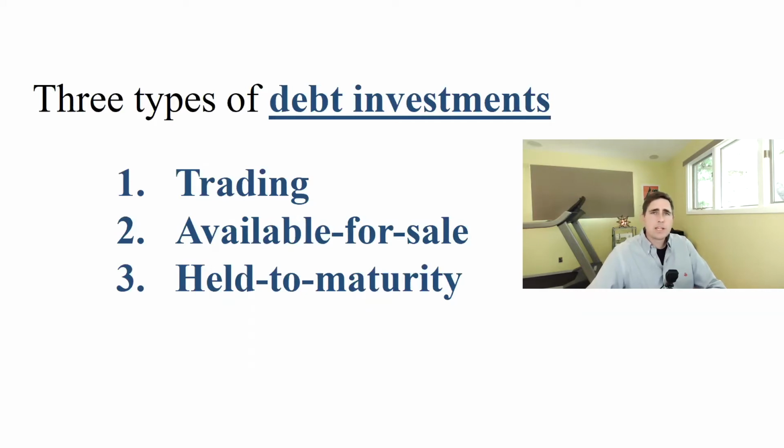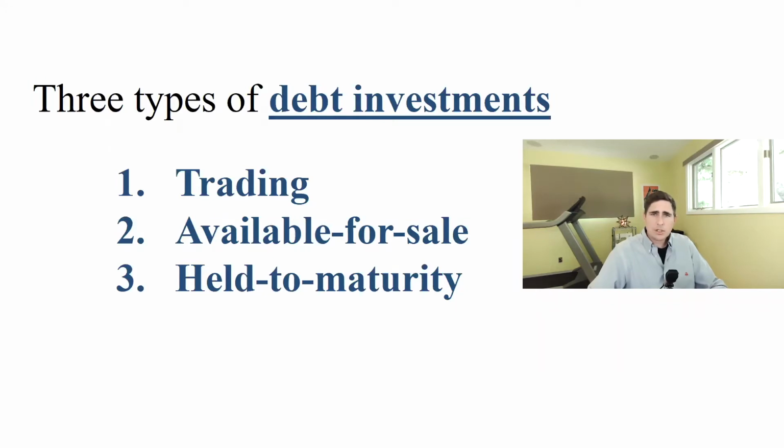So a trading investment, the company intends to hold for a very short amount of time. A held to maturity investment, the company intends to hold the debt instrument until it matures, that is until the face value is paid off. And available for sale is somewhere in the middle. So not a short amount of time and not held to maturity, then it's called available for sale.